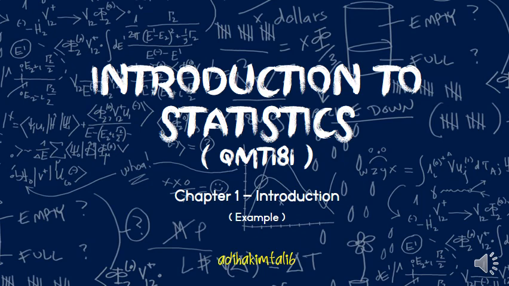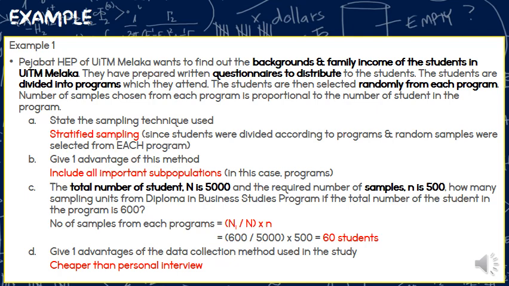Bismillahirrahmanirrahim. So we are going to take a look at a couple of examples for chapter 1. So the first example: given pejabat HEP of UiTM Melaka wants to find out the background and family income of the students in UiTM Melaka. They have prepared written questionnaires to distribute to the students. The students are divided into programs which they attend. The students are then selected randomly from each program. Number of samples chosen from each program is proportional to the number of students in the program.